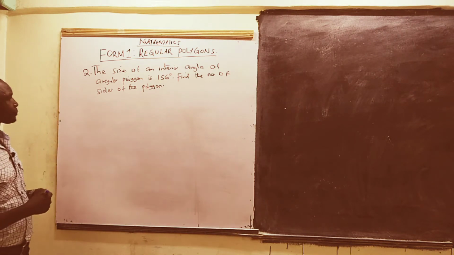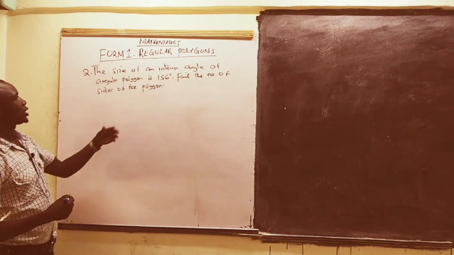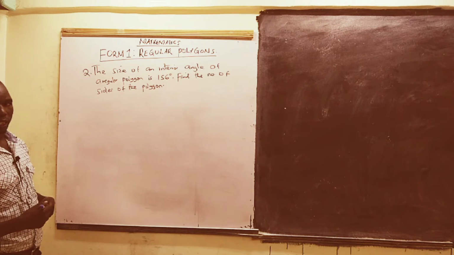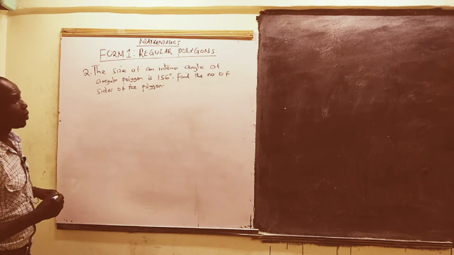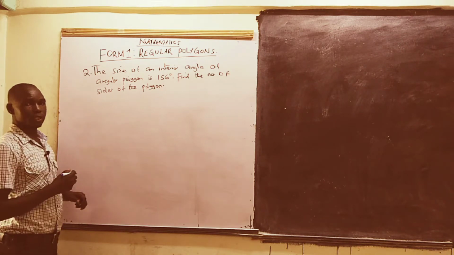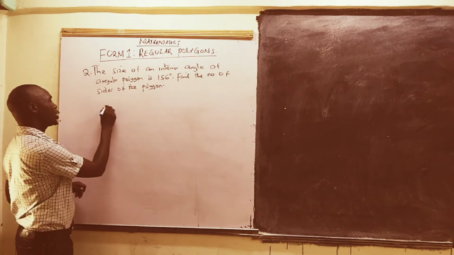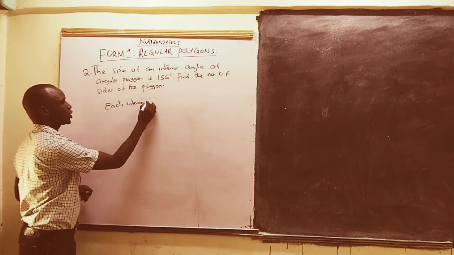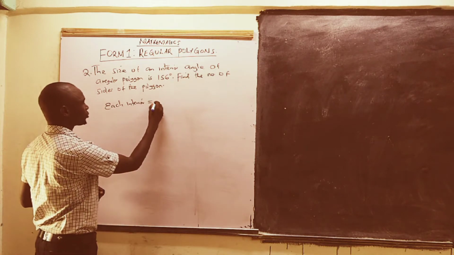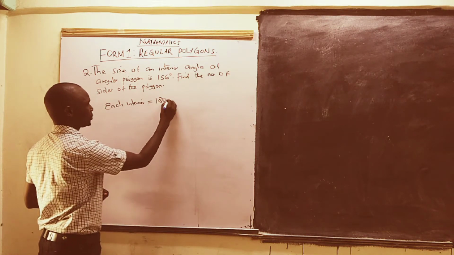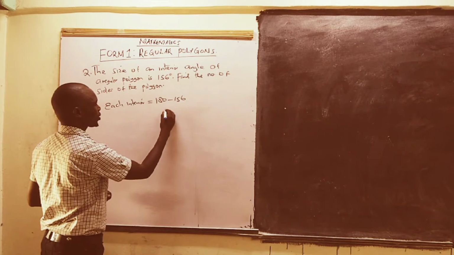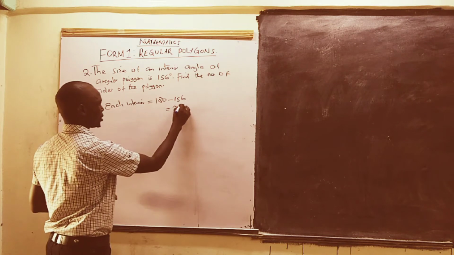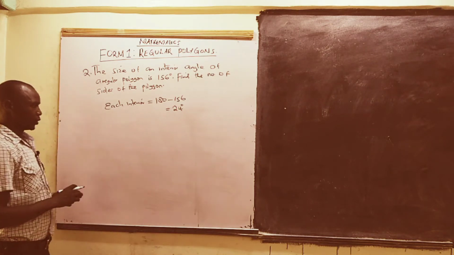But we know that if you take each interior plus the corresponding exterior, the total must give you 180 degrees. So each exterior is going to be equal to 180 minus 156, and this one is going to give us 24 degrees.